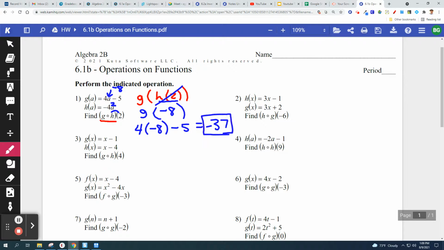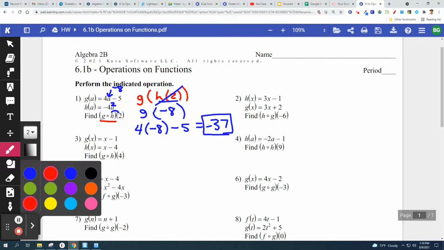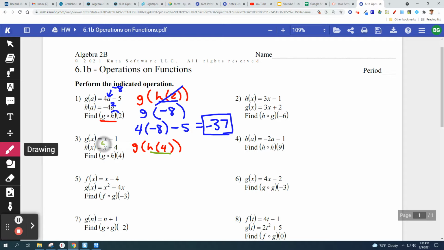So let's do another one. Number 3 says G of H of 4. So again, I like to read it like G of H of 4. I think it just makes more sense what we're doing. We need to find H of 4 first. So that means plug that 4 into the H function.